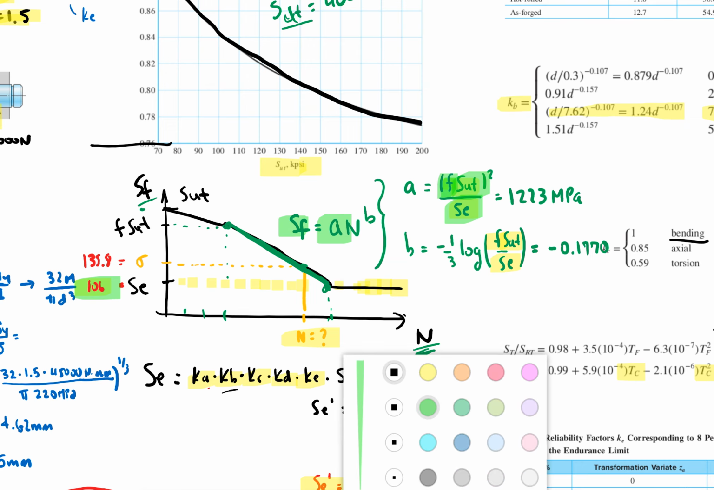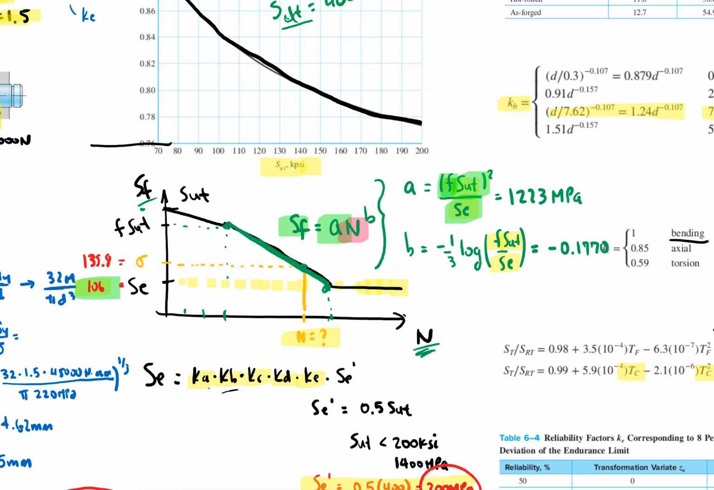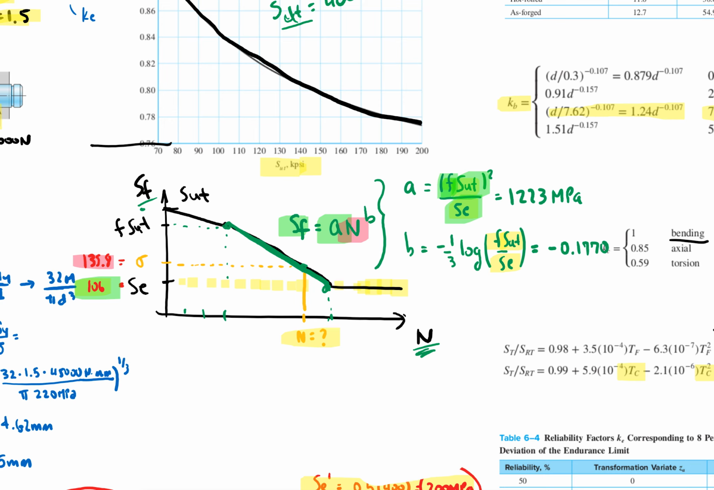I want to solve for n. So n, I don't know what it is, but I do know that SF, the fracture strength, has to be equal to the actual stress that I'm subjecting it to for it to fail. Okay, so basically I rewrite this equation. I'm gonna erase this right here, and from this equation I'm gonna solve for n. So n would be SF over A to the 1 over B, with SF equal to my sigma.